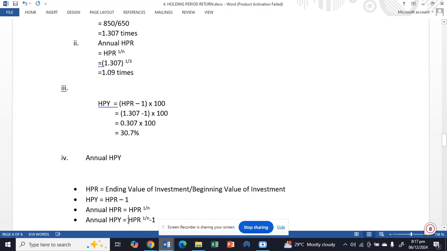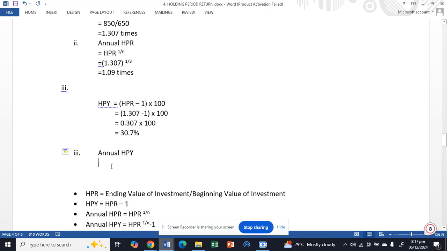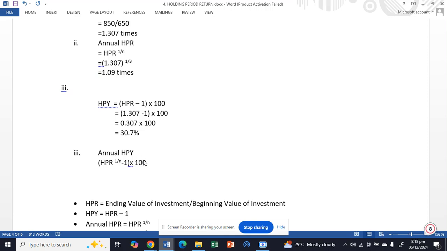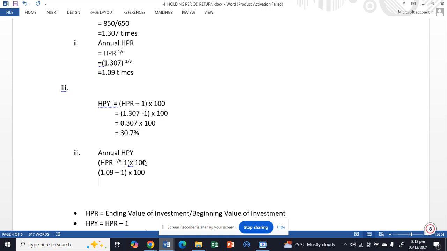So to get our annual HPY, our annual holding period yield, it is our annual HPR minus 1. And then we multiply it by 100, so we get it in percentage format. So 1.09 minus 1 times 100. So 1.09 minus 1, that is 0.09.